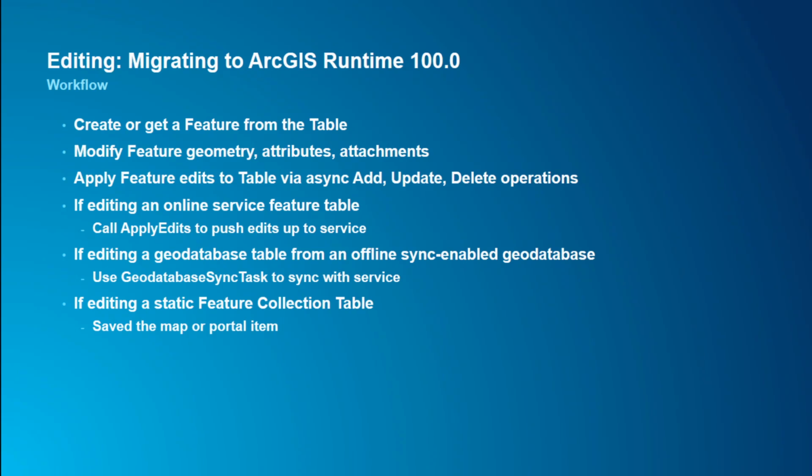Once you've applied those edits to the table, then those edits need to be pushed back wherever that table came from. So in the case of an online feature service, there's an apply edits call to push those edits back to the service. Or if you're using a mobile geodatabase that's come from a sync-enabled service, then use the geodatabase sync task to resynchronize with the original feature service. If you're editing a static feature collection table, so that I talked about those feature collections coming from a map or as portal items, then you need to either save the map or you need to save the portal item that the feature collection came from.